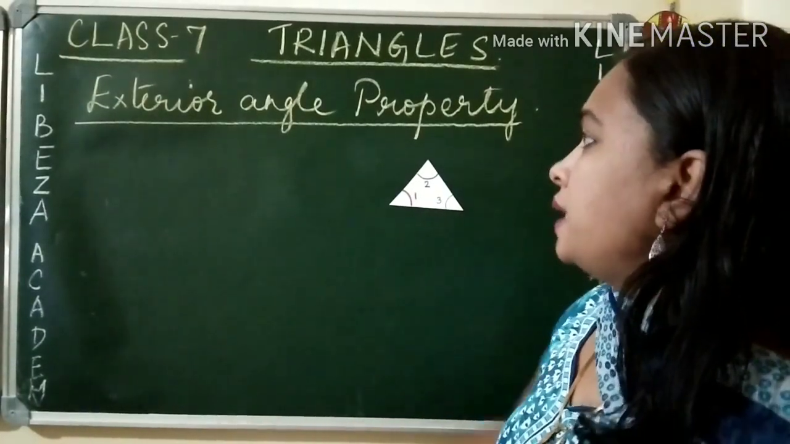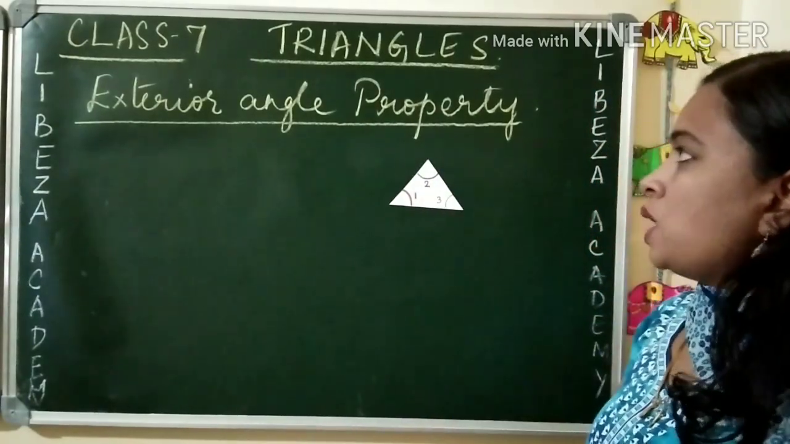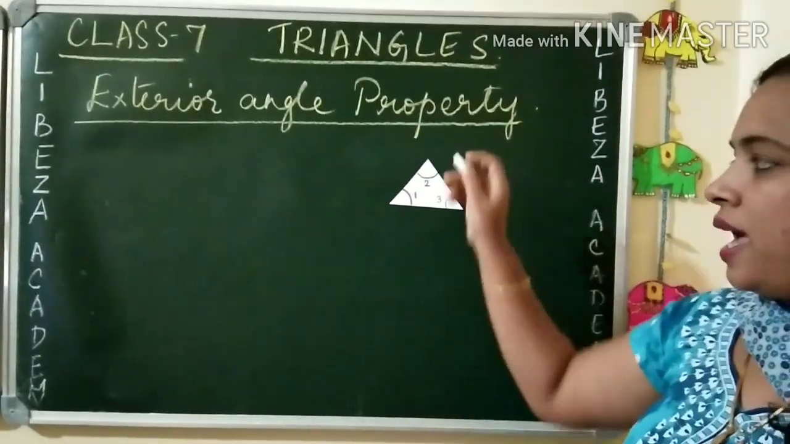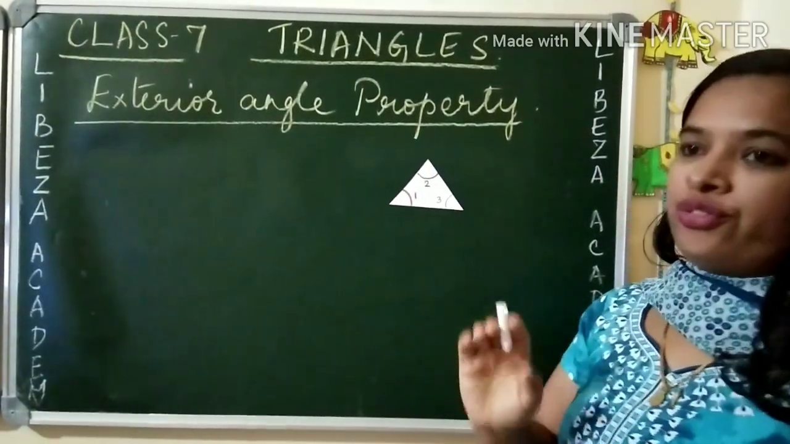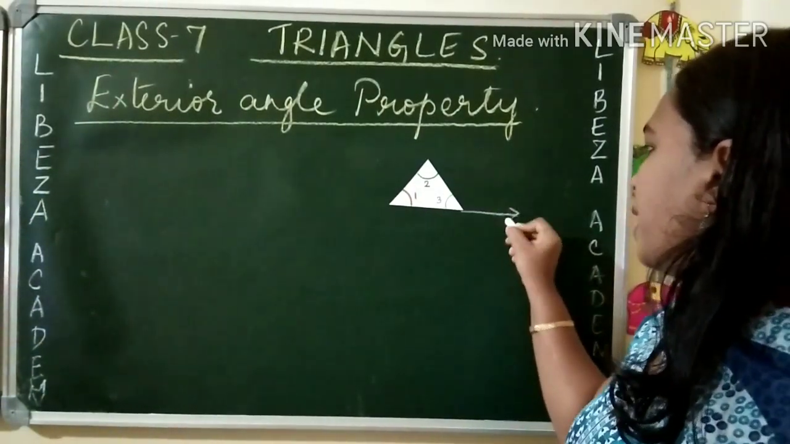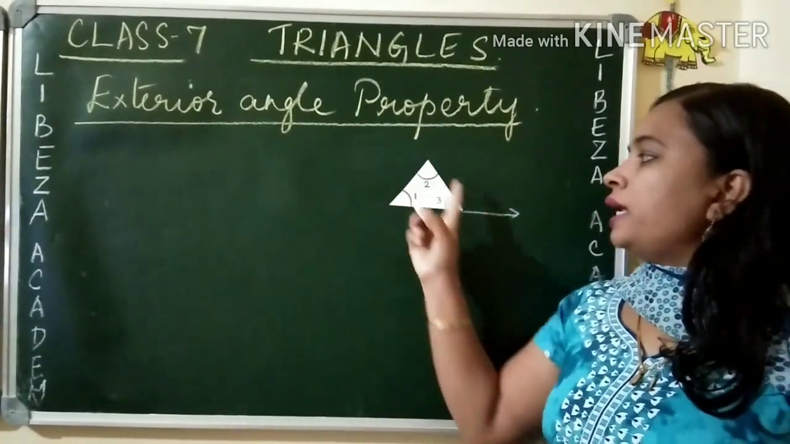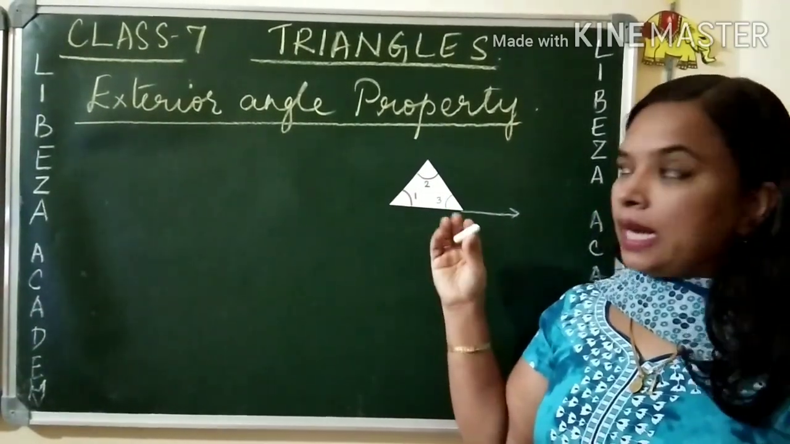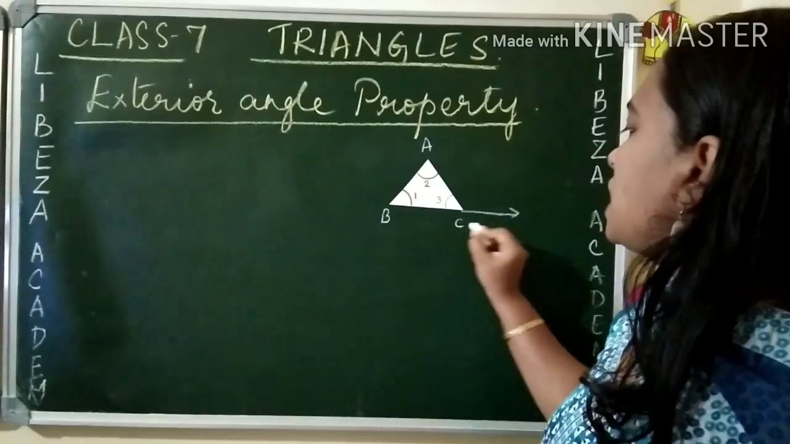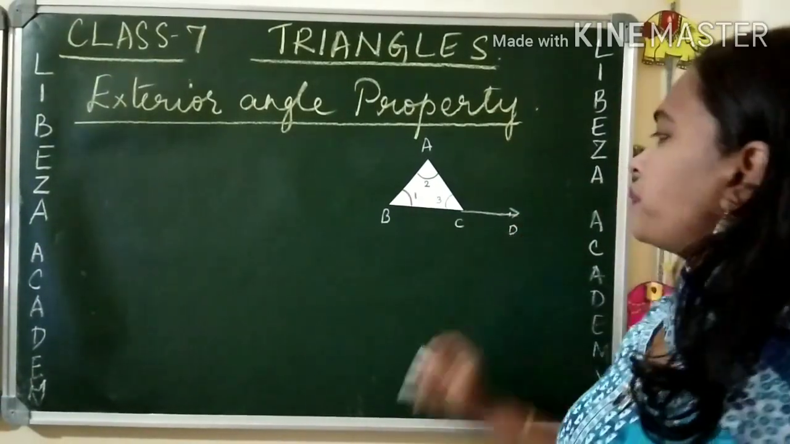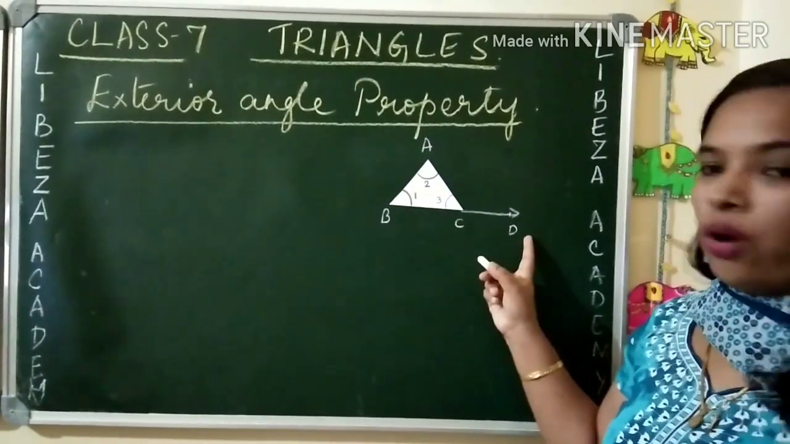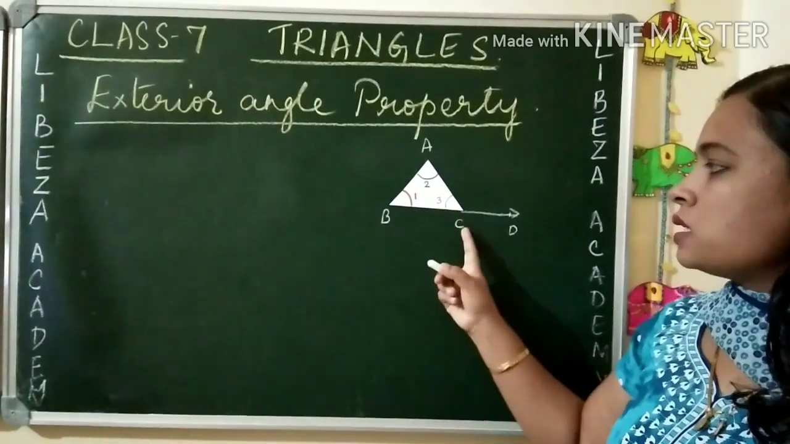And the property is the exterior angle property of a triangle. You can see this is a triangle. If one of its sides is extended, I am going to extend one of its sides here. When I extend one of its sides, an exterior angle is formed. For better understanding, I am naming the vertices A, B and C. Here I am marking D. So now ACD becomes the exterior angle for triangle ABC.